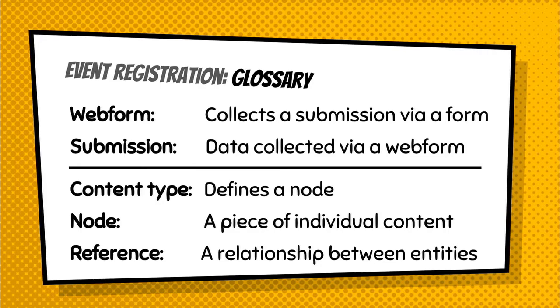So an event is a content type, a page is a content type, an article is a content type, and in the case of the Anami theme, a recipe was a content type. In the back end system, content types create nodes. Content and nodes are synonymous, they mean the same thing in Drupal, but when you look at the code, they're called nodes.